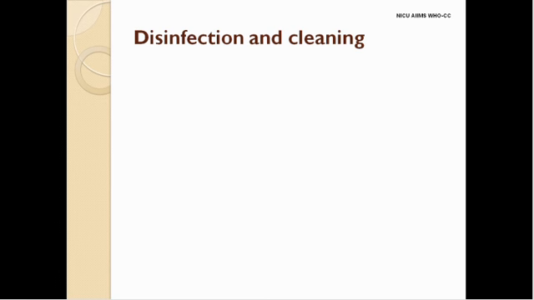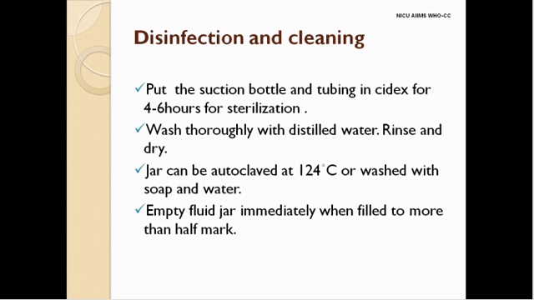Having learnt the steps of suctioning, let us understand the basic principles of disinfection and sterilization. The suction bottle and the tubings should be placed in Sidex for 4 to 6 hours for sterilization. Wash them thoroughly with distilled water, rinse and dry. The fluid jar can be autoclaved at 124 degrees Celsius or washed with soap and water. It is important to remember that the fluid jar should be immediately emptied when it gets filled to more than half the mark displayed on it.